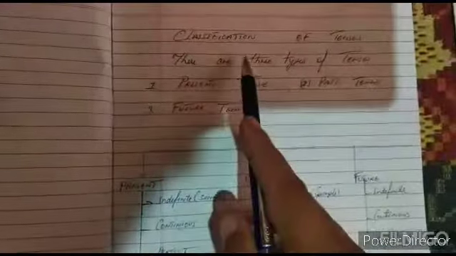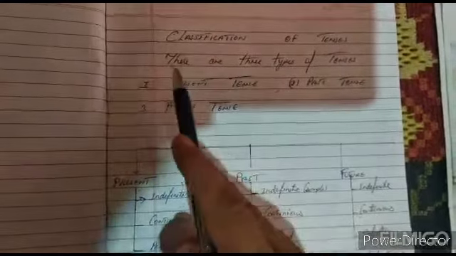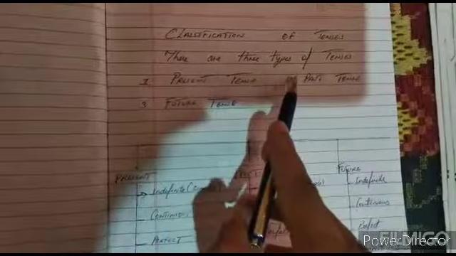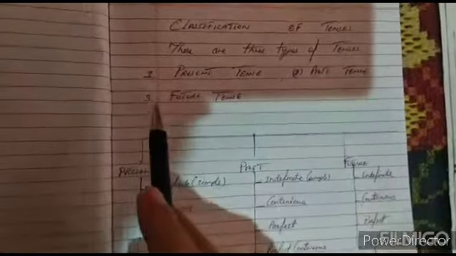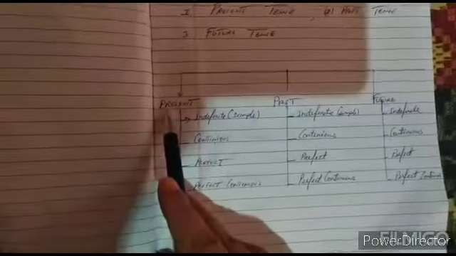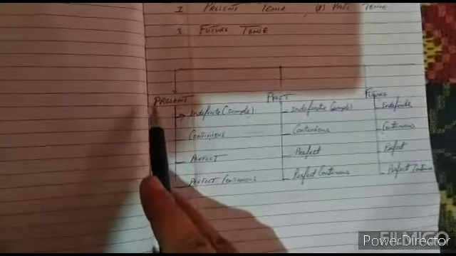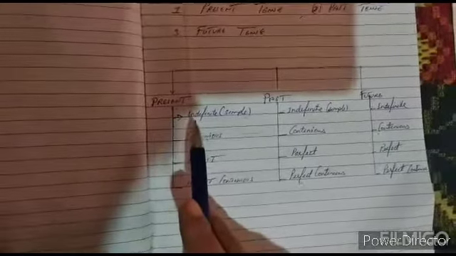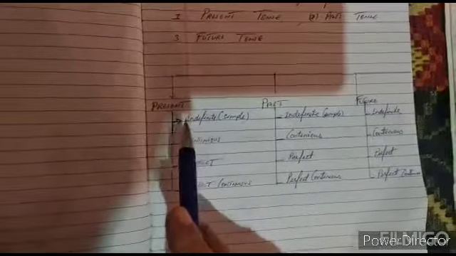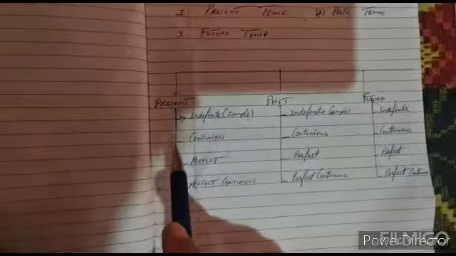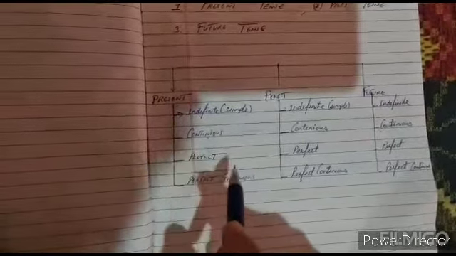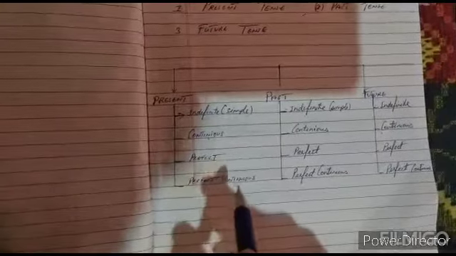Now we learn the classification of tenses. As such, there are three types of tenses. Number one is present tense. Number two is past tense. Number three is future tense. Now, present tense is further divided into four categories. That is, present indefinite tense or simple present tense, present continuous tense, present perfect tense, present perfect continuous tense.